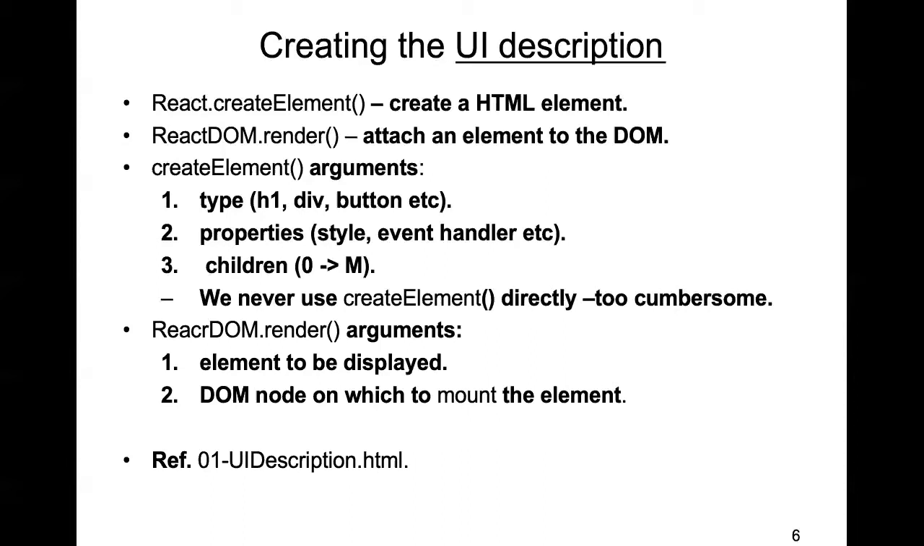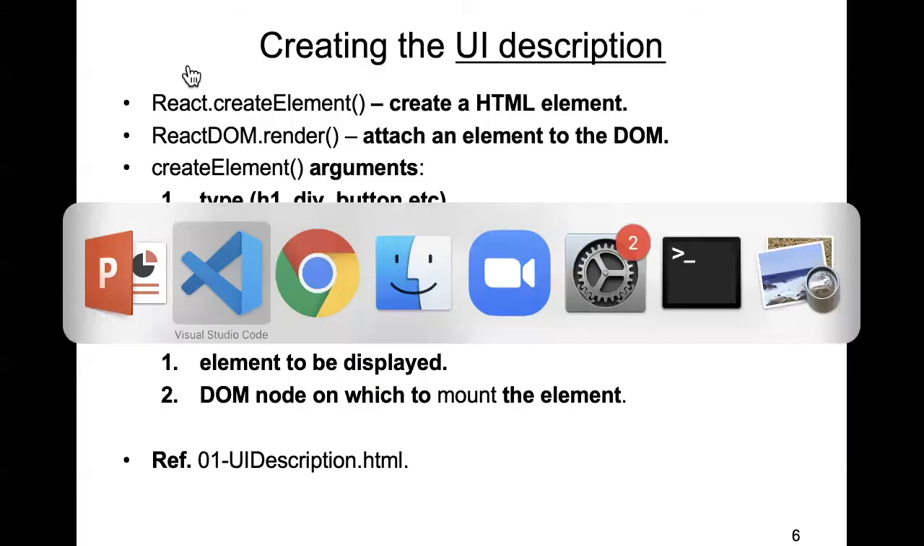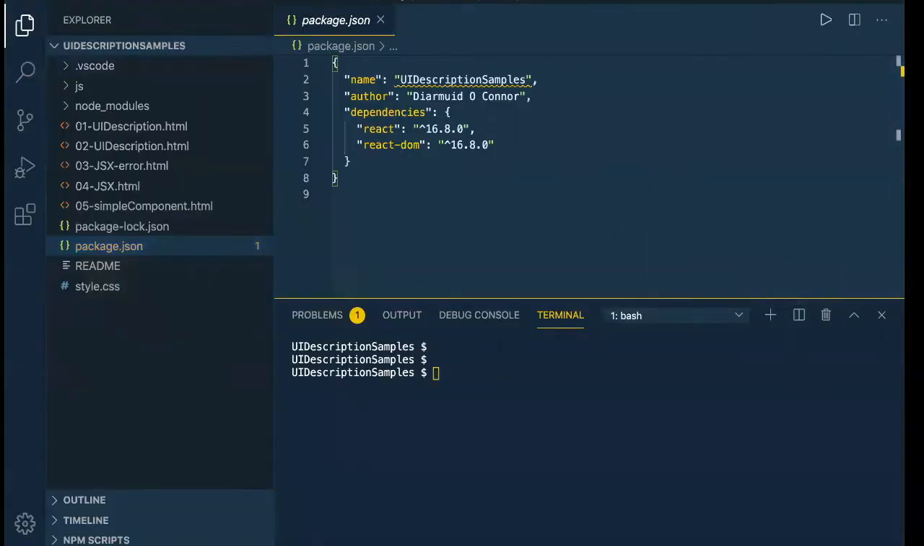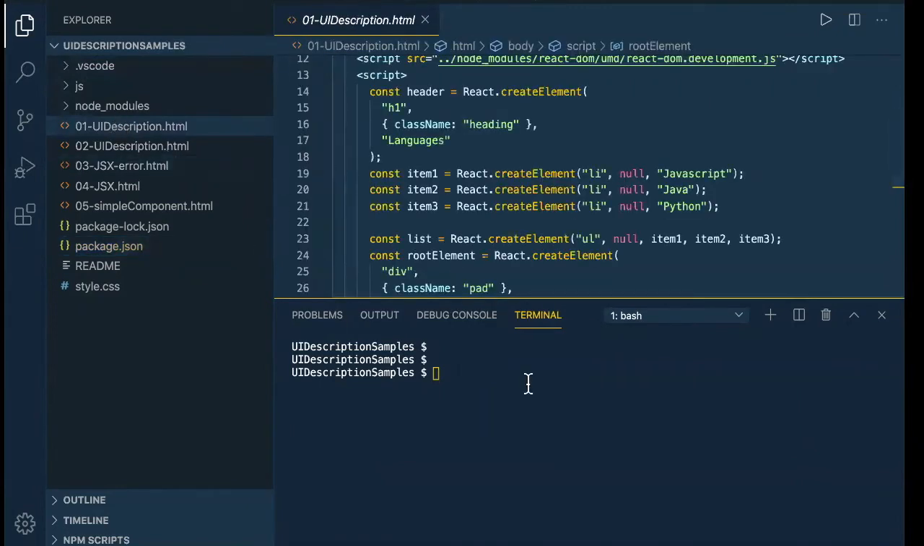So if we look at the 01 file in the archive that we've just downloaded, we can see how these two methods can be used to programmatically construct a HTML file, or sorry, to programmatically construct a UI description. And so the file that we're interested in, for now anyway, is this one. And before we look at the actual raw code, let's see how it's actually reflected in the browser.